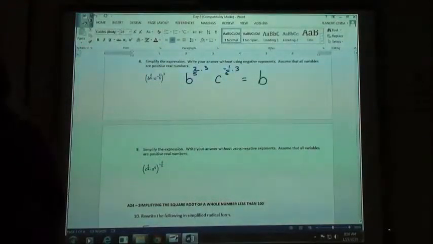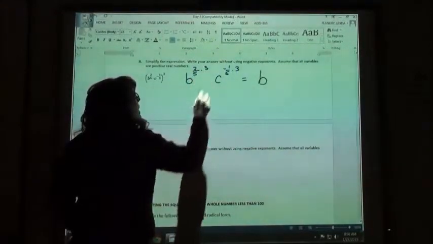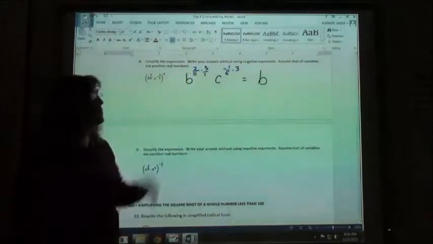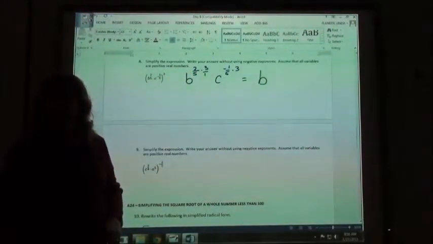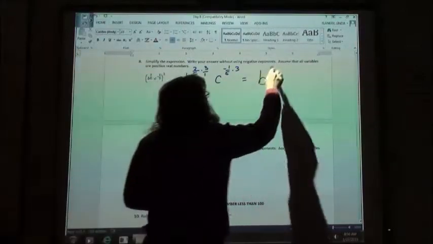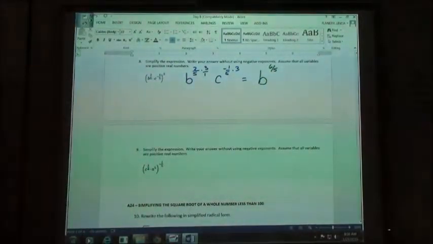Two-thirds. I don't think so. Oh no? How come? I thought you put the 5 there. You have 2/5 times 3. 3 is over 1. You can't cancel on this one, so you just have to multiply. 2 times 3 is 6, and 5 times 1 is 5. So 6/5 power, right?